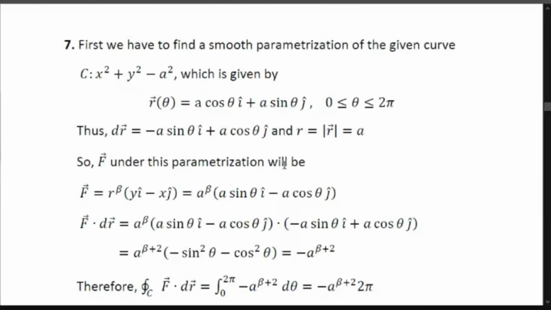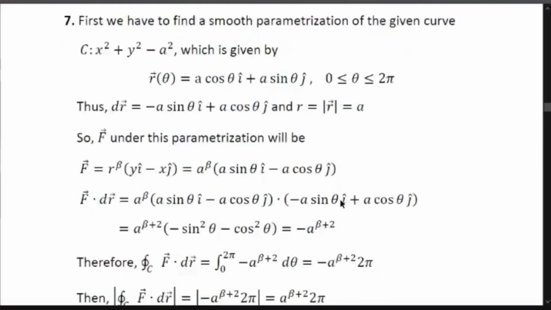So F under this parameterization. Now you have to find what F is under this parameterization. That means you have to replace x and y using the parameter. Under this parameterization, the value of x is a cos theta and the value of y is a sin theta. That is how you parameterize a circle. You know that F is r raised to beta times (yi minus xj), where r is the magnitude of the vector r, which is a. We have just found that F equals a raised to beta times (a sin theta i minus a cos theta j).